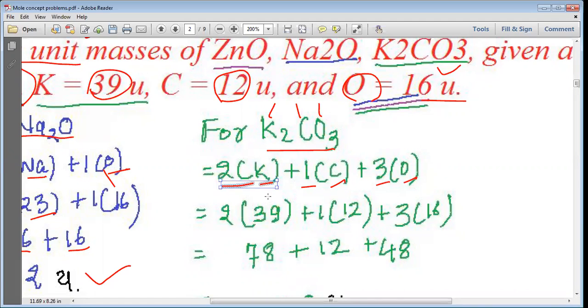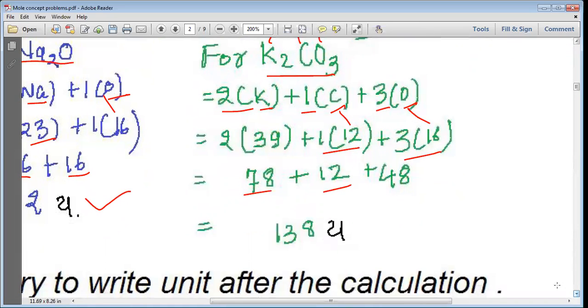For K, we write 39 because the atomic mass of potassium is given as 39, for carbon it is given as 12, and for oxygen it is given as 16. So 39 multiplied by 2 gives us 78, 12 into 1 gives us 12, 16 multiplied by 3 gives us 48, and by adding 78, 12 and 48, we get 138 U.